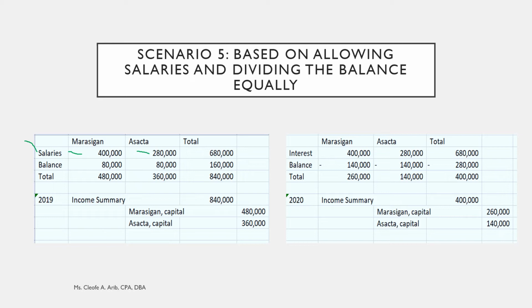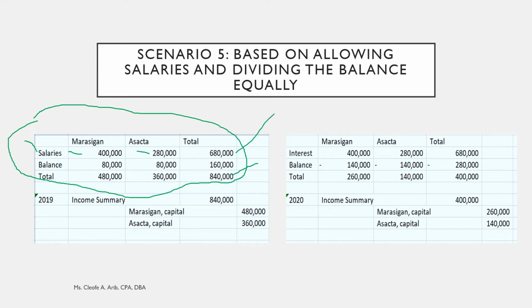Again, the salaries here lang is parang how to divide lang the income. This is not really salaries, okay? So, how much total salaries allowance meron tayo for Marasigan and Asakta? That's 680. And then, sabi ko nga, gumawa kayo ng table, and then lagay ninyo how much yung income or loss na paghati-hatian para hindi kayo mawala. So, magkano yung income? 840. Naibigay na natin yung 680. So, how much na lang yung kailangan natin ibigay? 160. And paano paghatian yung 160? Equally.